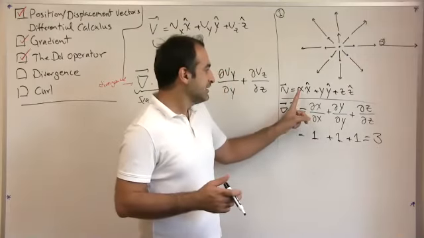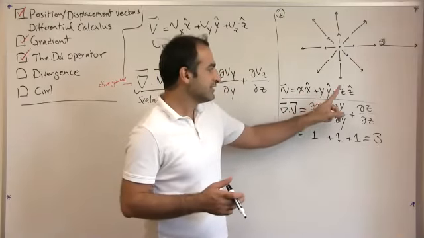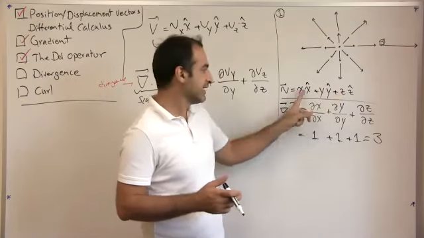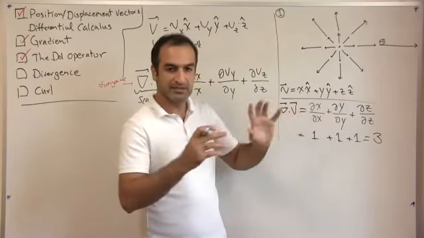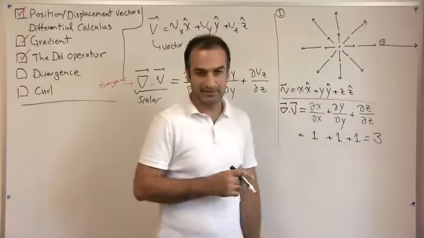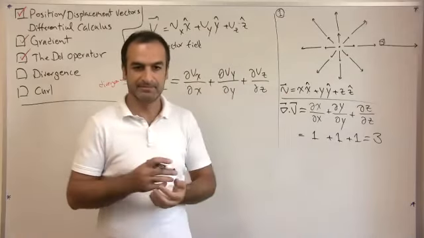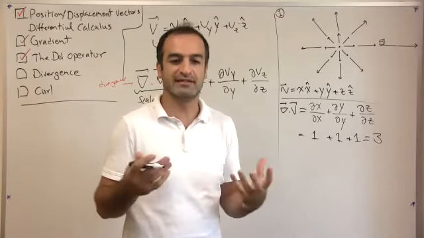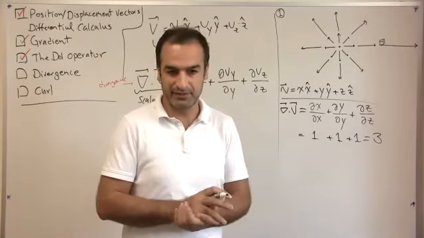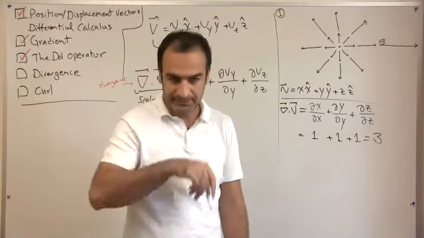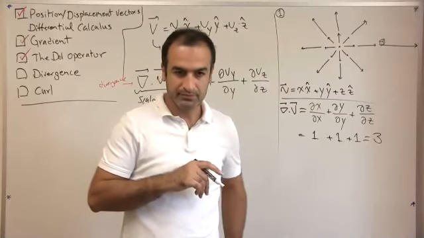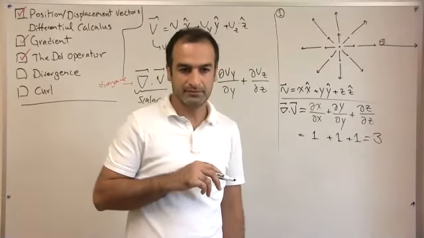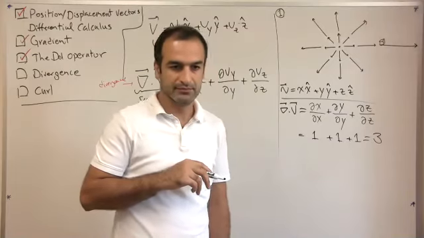Imagine I had here 2x, 2y, 2z, instead of x, y, and z. Just a bit stronger field. I would get 6 here. So in a way that shows the strength. That shows how fast it's diverging. Oh, so it's just how fast you're diverging from the point? Yeah. Okay, thank you.